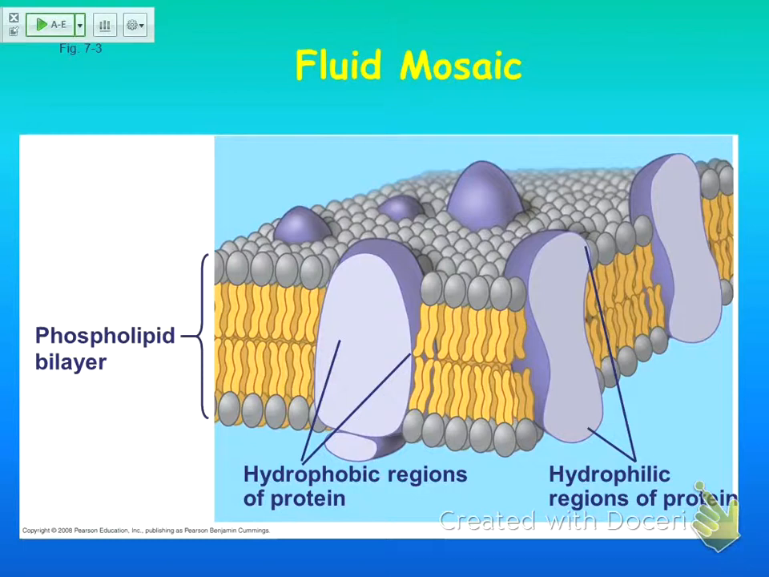So, what kind of sandwich is it? Peanut butter with jelly beans. Okay, I saw that a lot. Okay. So, we have our phospholipid bilayer.